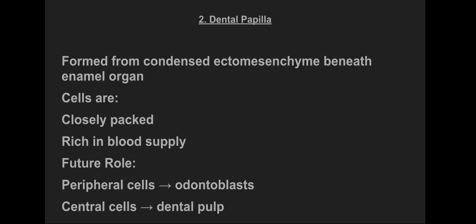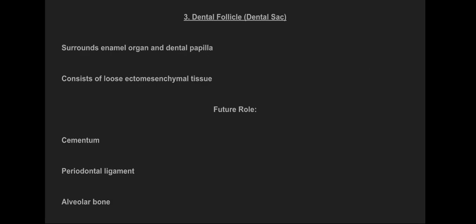Next is the dental papilla, formed by condensed ectomesenchyme beneath the enamel organ. How are the cells? Closely packed, rich in blood supply. What is the further role? Peripheral cells lead to odontoblasts, central cells lead to dental pulp. Next is the dental follicle or dental sac, which surrounds the enamel organ and dental papilla. It consists of loose ectomesenchymal tissue. Its further role is to form cementum, PDL, and alveolar bone.